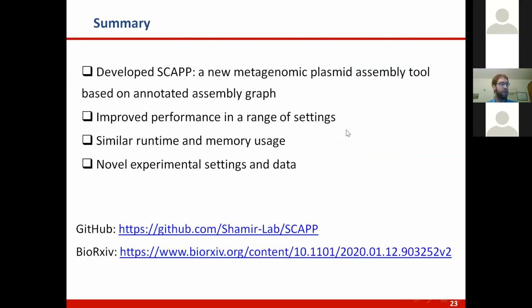So now to sum up, we've developed SCAP, which is a new tool that focuses on assembling complete plasmids from the metagenome. It's based on this key idea of the annotated assembly graph. We showed that it improved performance in a large range of settings while still maintaining more or less similar runtime and memory usage to the existing tools. And we showed a novel experimental setting where we were able to really measure the performance on real data using the parallel metagenome plasmidome.